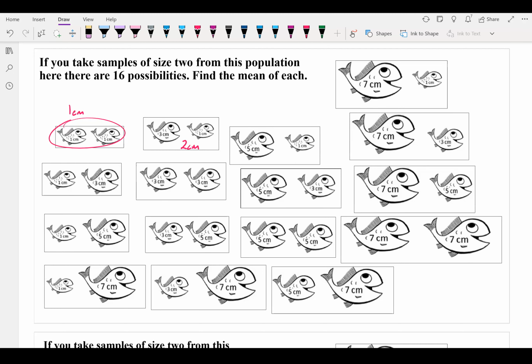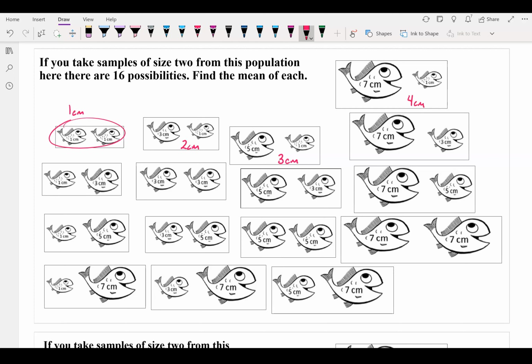If you do the same thing for this, pause the video if you need to, what is the mean going to be? Think about that. What's the mean of that sample group going to be? Well, it's 5 plus 1, which is 6, divided by 2, so the mean is 3 centimeters. Now we can play this game all day. What if you wanted the mean of this group? That would be 4 centimeters. And you can fill in this whole page.